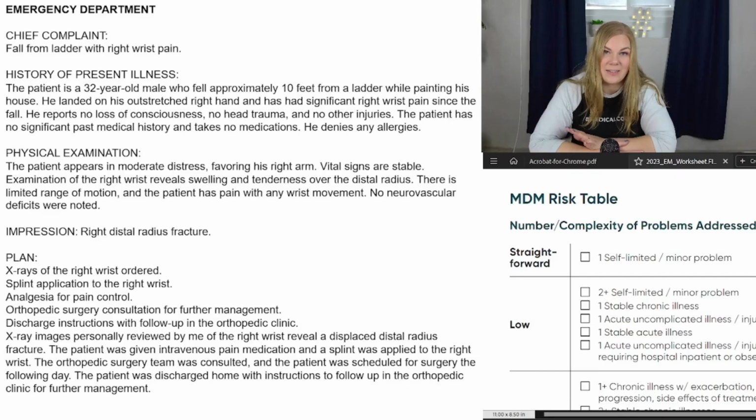So this is the case that I have for the emergency department. Pause to read, or you can download it from the link below, but we're going to go through this particular patient, a 32-year-old male. They fell while painting their house, and it looks like they have a wrist fracture. We ordered an x-ray. We did a splint. Now, I want to keep in mind, even though there's a lot of things going on, there's an x-ray that could be coded.